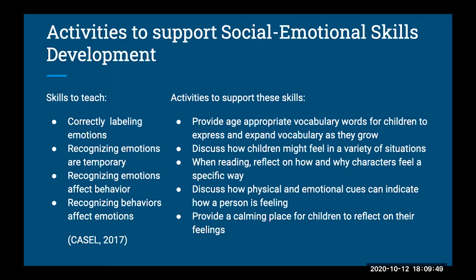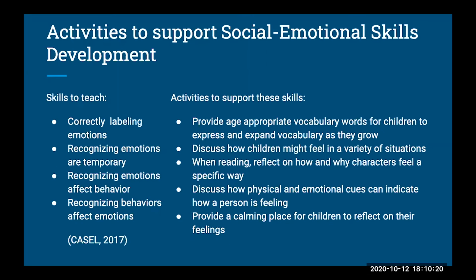To teach and reinforce these skills at home, provide age-appropriate vocabulary to children, and start by labeling their emotions for them. As children grow, they can learn new vocabulary and nuances in different emotions. Before engaging in new, unfamiliar activities, have a discussion with your child about how they might feel, emphasizing that all feelings are valid. But there are certain ways that we can express our feelings appropriately.